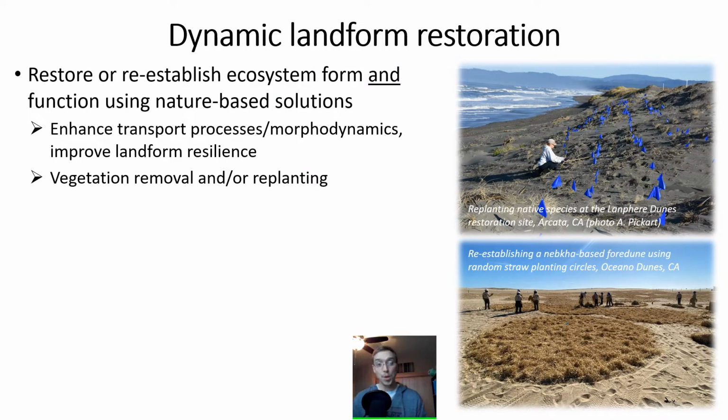Dynamic landform restoration is what we do to restore or reestablish ecosystem form and function using nature-based solutions. So we talked about nature-based solutions. Dynamic landform restoration uses those ideas to try and reestablish the form and function of the ecosystem and the landform. So we want to enhance transport processes and morphodynamics. We want to improve landform resilience. We want to either remove bad, I say bad as a moral agent, invasive vegetation that shouldn't be there, but it has been brought over by us, and maybe replant or allow native vegetation to regrow.